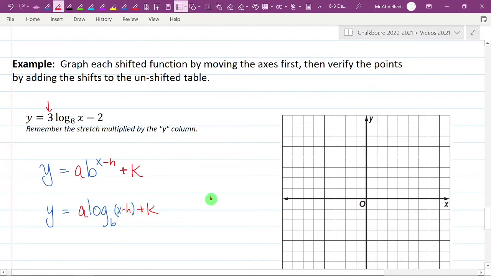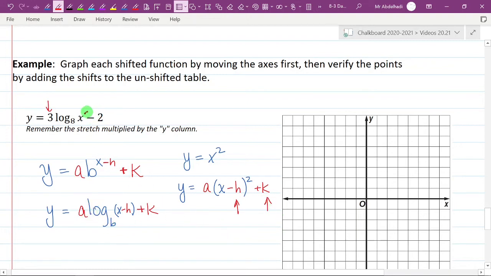Now, this might remind you of parabolas. With parabolas, the parent function is y equals x squared. And what we had is if there was a stretch, it would be a in front of the x squared, like that. And then your horizontal shift would be inside parentheses with the x, and then your vertical shift, if you have one, would be outside like this. So the inside the parentheses thing is your horizontal, the outside is your vertical. It works the same way with logarithms.